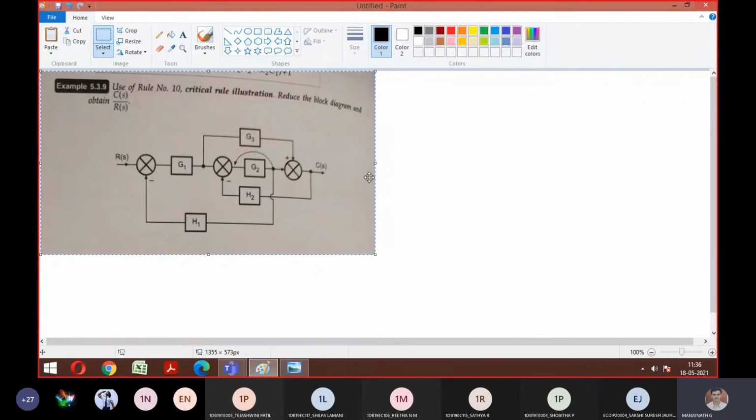There are 2 critical rules we went through. Moving your summing block, moving your takeoff point or breakaway point ahead of your summing point is one rule. Similarly, moving it before your summing point is the second rule. Correct? Any difficulties, anyone, in understanding that rule? Is it okay? Shall we move on to the problem? Yes, sir. Okay, good.